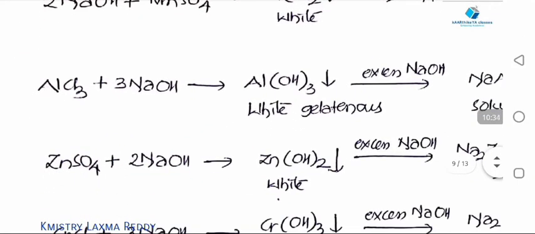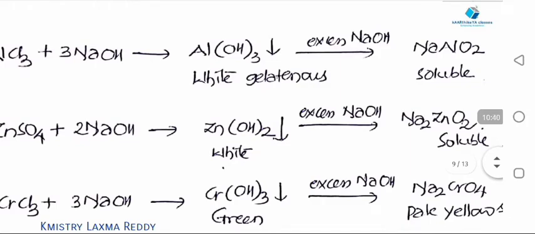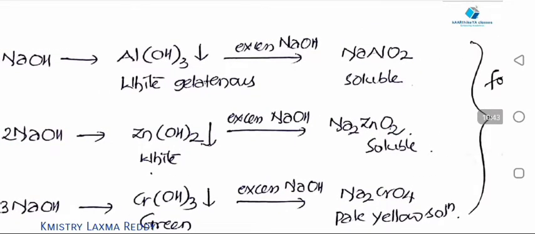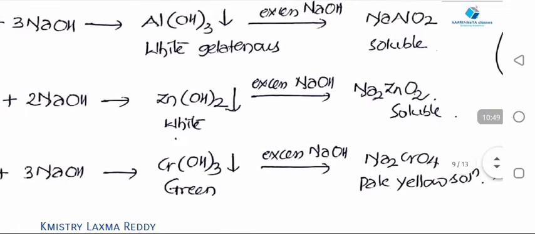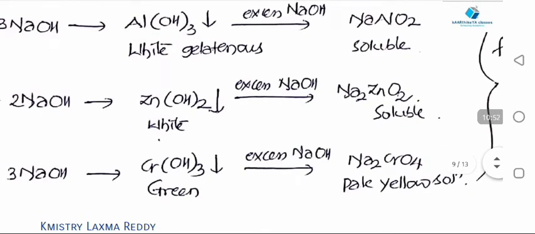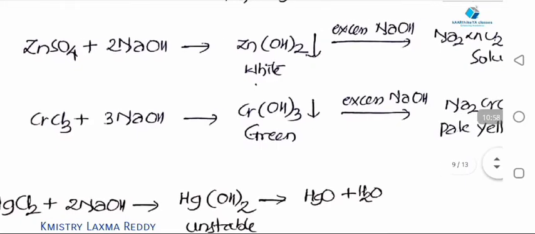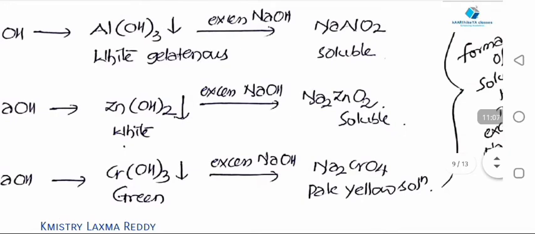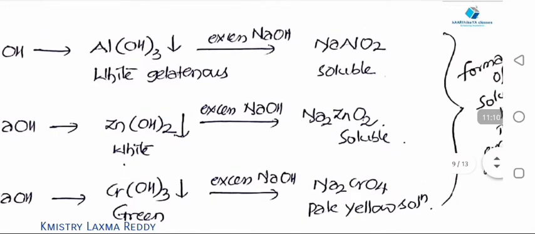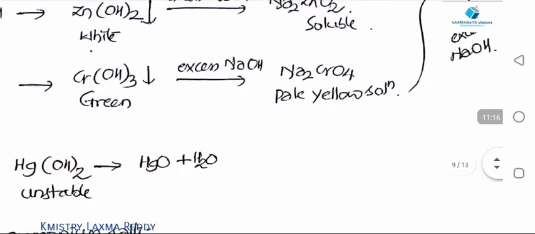But with aluminium chloride and zinc sulfate type of salts, aluminium hydroxide is formed, which is a white precipitate, but if you add excess NaOH, it will dissolve. Same case with zinc: zinc hydroxide, a white precipitate, is again soluble in excess NaOH due to the formation of Na2ZnO2. Similarly, chromium chloride gives chromium hydroxide, a green precipitate, and with excess NaOH, Na2CrO4, sodium chromate, a pale yellow solution. So NaAlO2 in aluminium, Na2ZnO2 in zinc, Na2CrO4 in chromium, soluble.